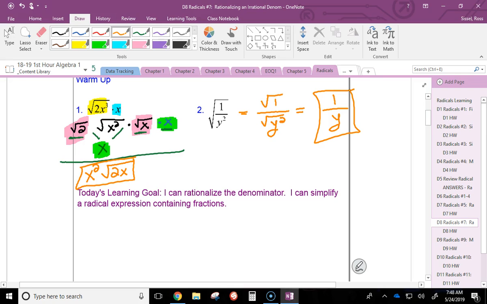Okay, so today our goal is I will rationalize the denominator. I will simplify a radical expression containing fractions.